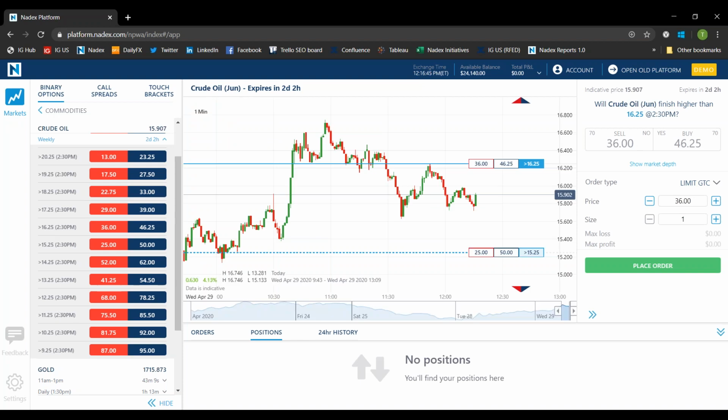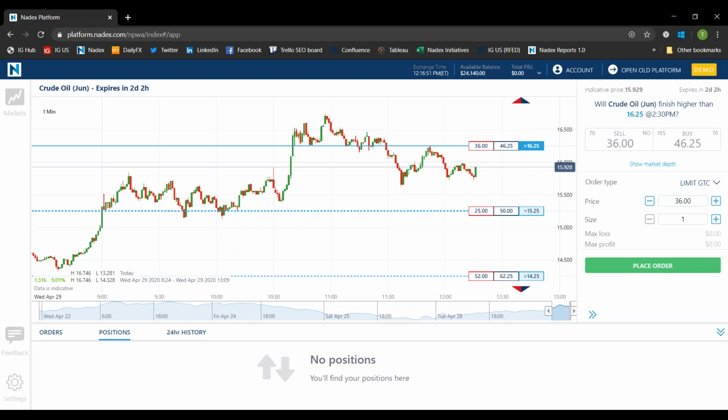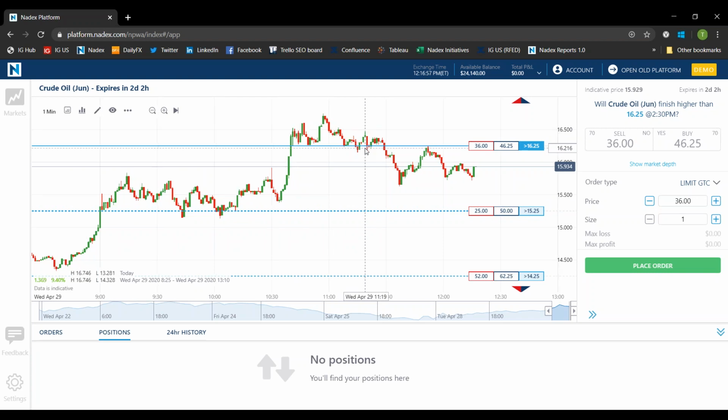When I click on that, and now I'm actually going to hide this section, it will bring up a chart. And here is a chart of the price of oil. It's a candlestick chart. If you're not familiar with candlestick charts, we do sessions on candlesticks, on what these mean. But you see a chart, and here's the indicative price over here, around 15.91. My question for this binary contract is, will crude oil be higher than 16.25 at the end of 2 days, at the end of the week? And there's a price.